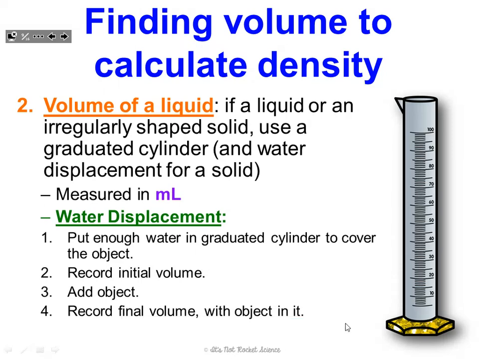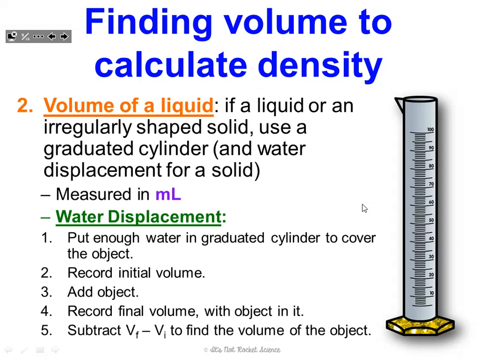Then you're going to take a look at the new volume, the final volume, with your object in it. We need to make sure that we understand what the words initial and final mean when we're talking about volume, because we have an equation here that we're going to use. It'll be this equation down here: VF minus VI. You subtract that to find the volume of the object. If you need more time, go ahead and pause the video here to finish writing this. Otherwise, I'm going to move on to example number 2.